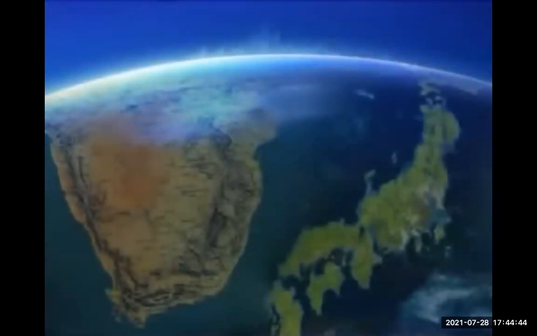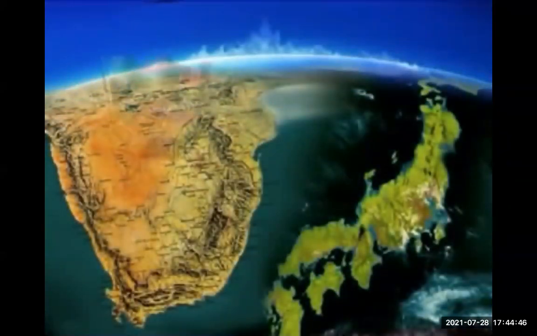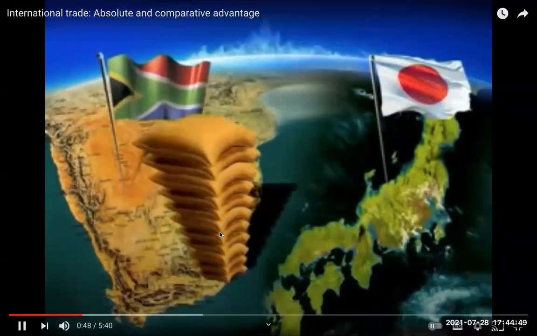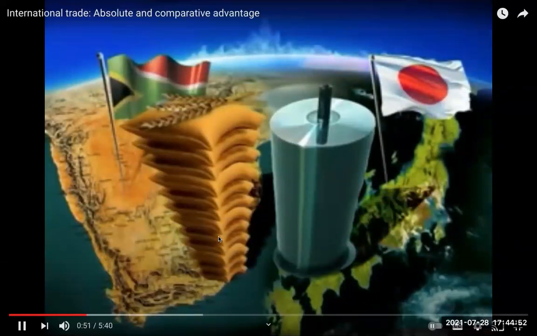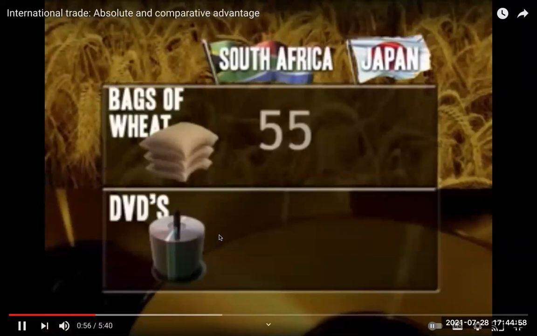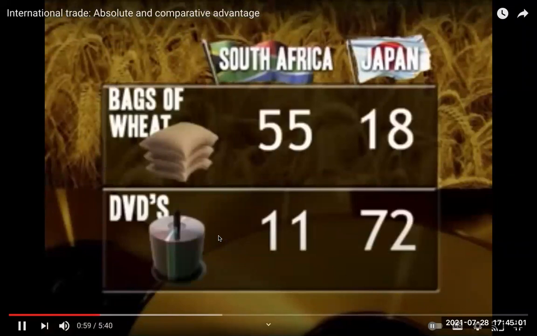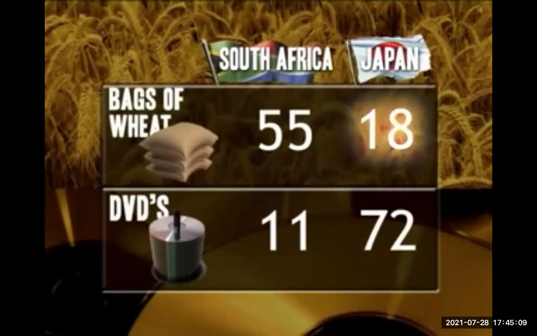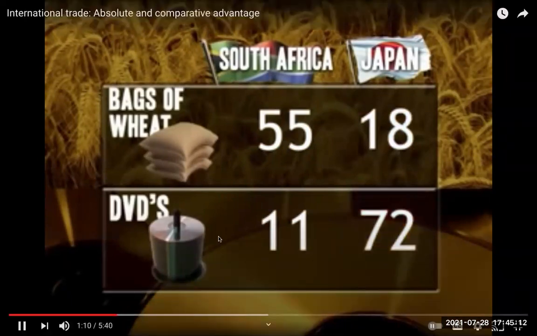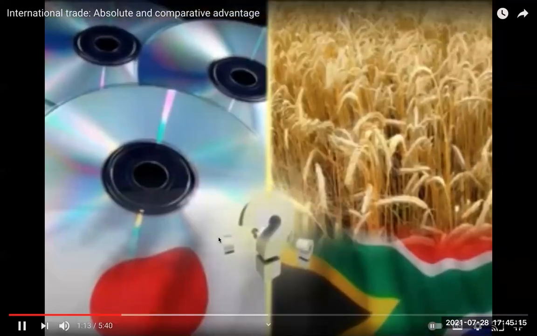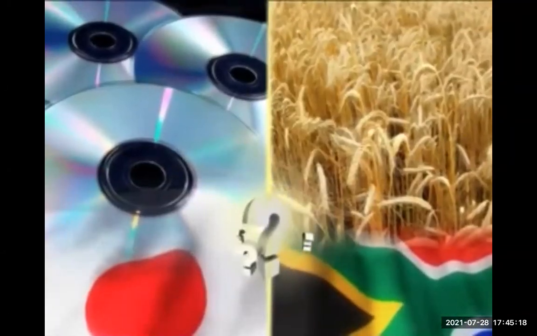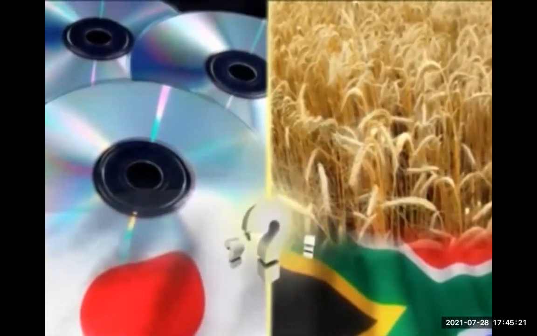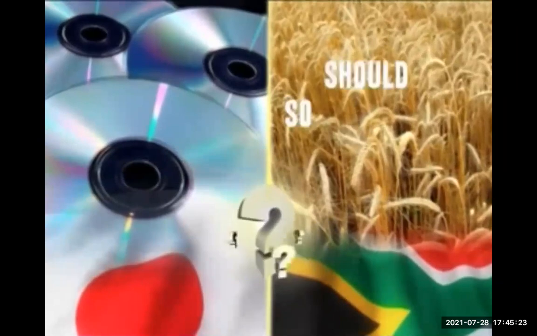Imagine for a moment that we live in a world where there are only two countries, South Africa and Japan. Now, both countries have differing capabilities to produce two products, wheat and DVDs. Now, over a certain time period, South Africa can either produce 55 bags of wheat or 11 DVDs using all their resources. Japan, on the other hand, can either produce 18 bags of wheat or 72 DVDs using all the available inputs that they have. So, knowing that each country must choose how to allocate its resources between the production of these two goods, does it make sense for South Africa to produce any DVDs?